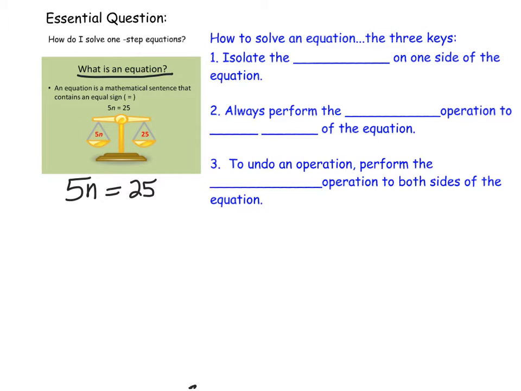So looking at the balance scale, what that means is you're going to try to figure out what number you would multiply 5 by to get 25.